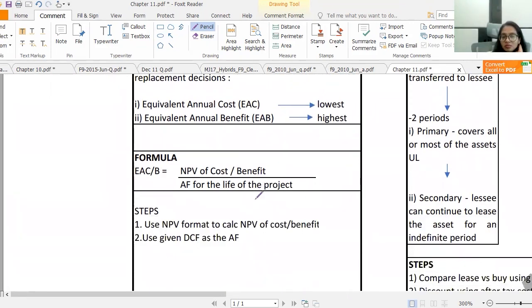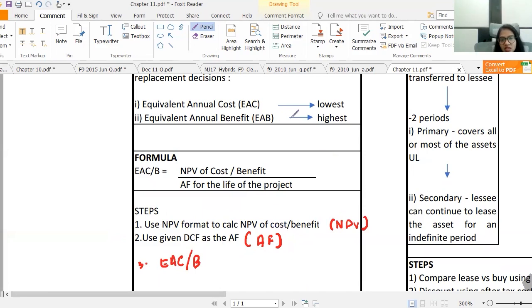So how do you perform this calculation? Like I told you, equivalent annual cost or benefit is the NPV divided by the annuity factor of the project. So if I want to put it in steps, number one, use the NPV format to calculate NPV. So basically you are just calculating NPV. Number two, you must identify what is the annuity factor. And number three, you need to identify what is the EAC or EAB.